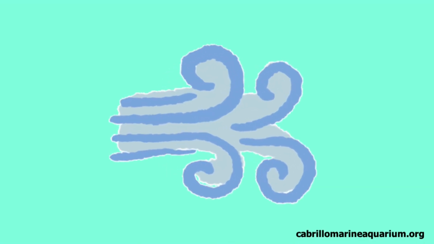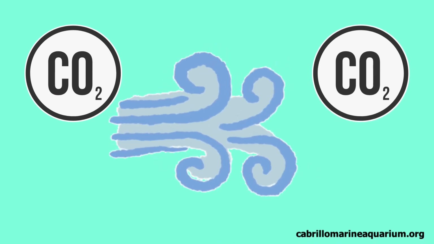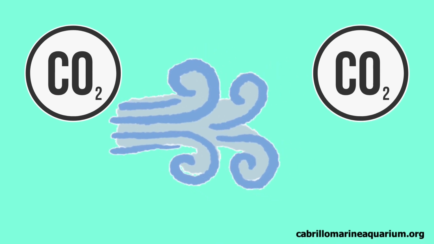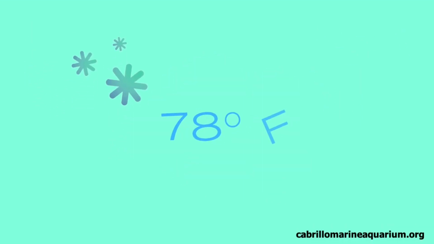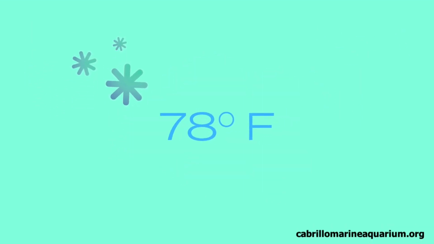Do you have an air conditioner? Air conditioners require large amounts of energy to run and emit greenhouse gases into the atmosphere. If you have an air conditioner, try to keep the temperature set at 78 degrees Fahrenheit for the most efficient use.